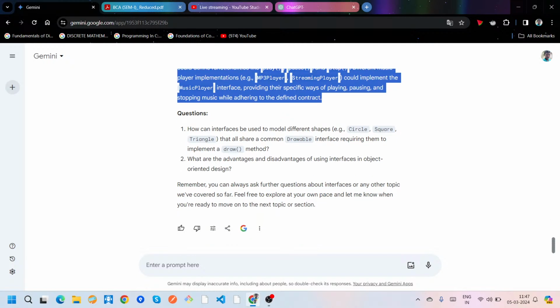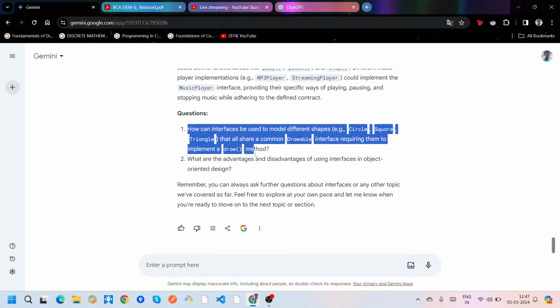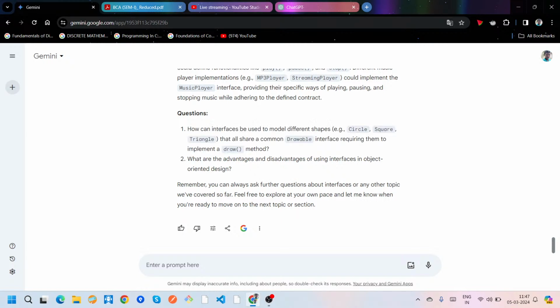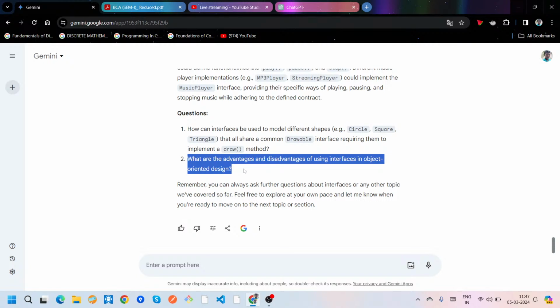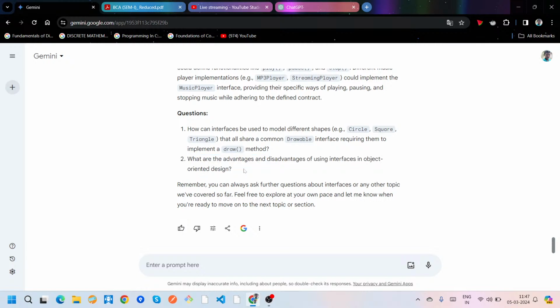Okay, so let's discuss some questions. How can interfaces be used to model different shapes? Example: circle, square, rectangle, triangle, that all share a common drawable interface requiring them to implement a draw method. Then the second question: what are the advantages and disadvantages of using interfaces in object oriented design? So you need to note down these questions and solve them by yourself.